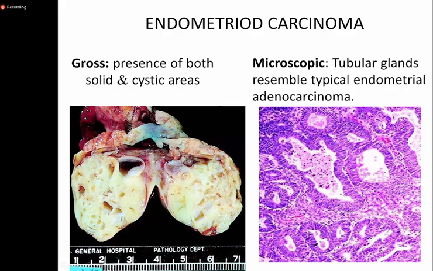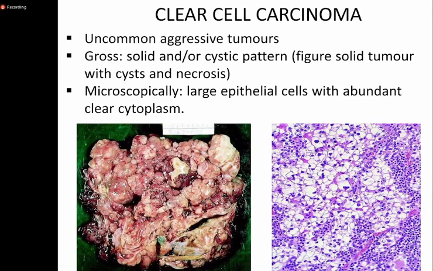Clear cell carcinoma takes its name from the appearance of the cells, not gross, but the appearance of the cells. They have this almost empty-looking cytoplasm with just a dark nucleus floating in there. They tend to be solid and may have cystic places, with lots of necrotic areas. And microscopically, this is what you see: abundant, very large epithelial cells with abundant clear cytoplasm.